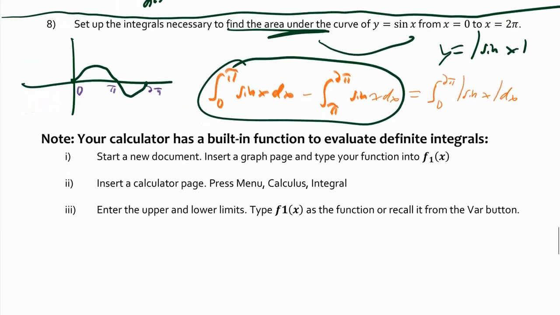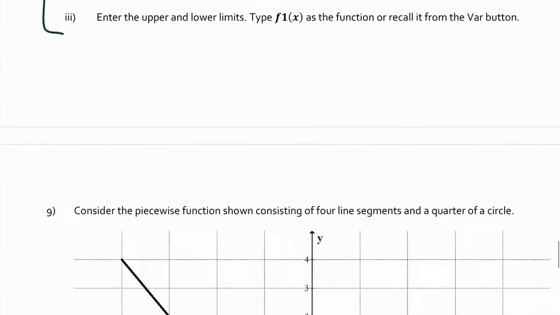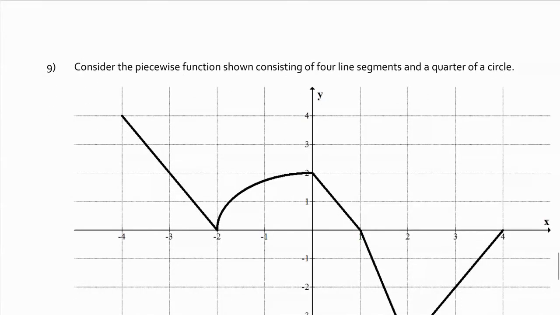Your calculator has a built-in function to evaluate definite integrals. I'm not going to go into this. You can pull this out and do it, but these are the places you go. It's in the calculus menu and underneath the integral section. Or if you're using the TI-84, you can just press alpha F1, and then it brings up the menu of options, and you should see the definite integral there. It's pretty common. It's also in the menu.